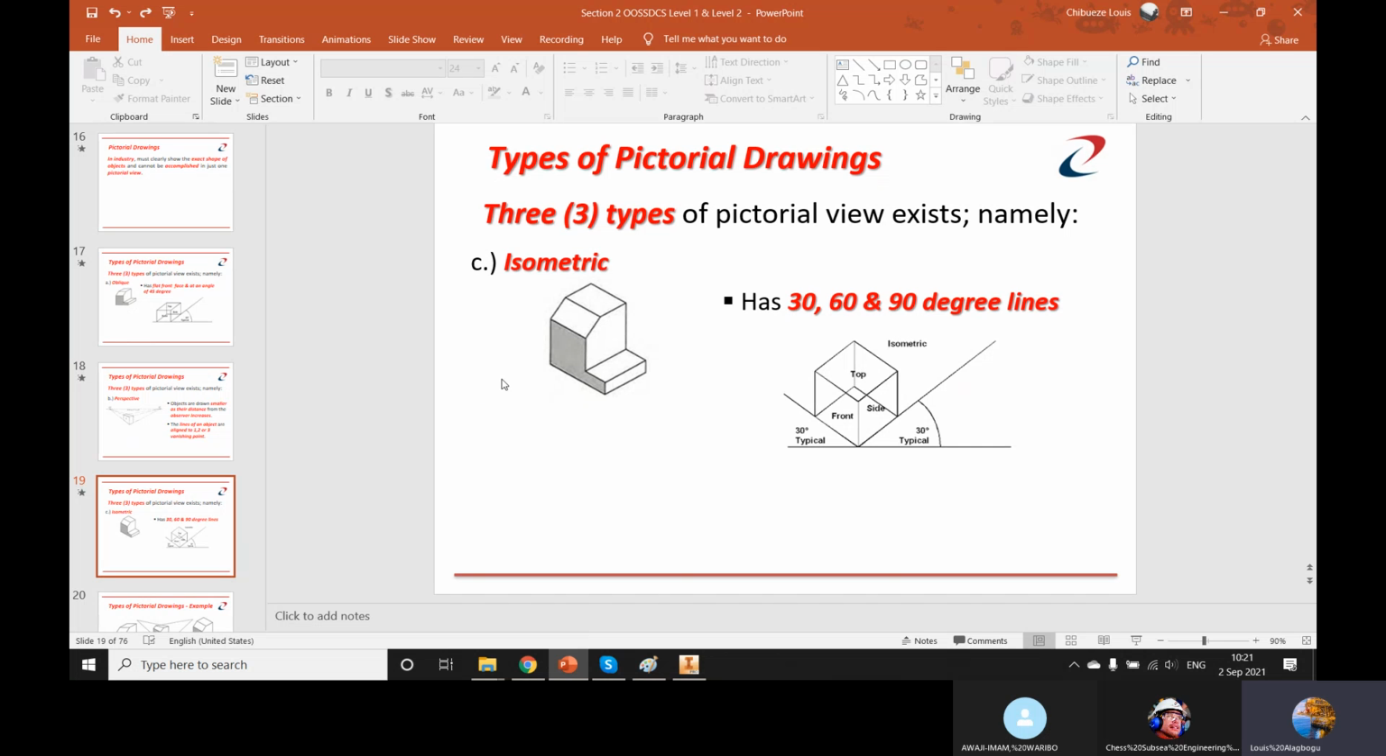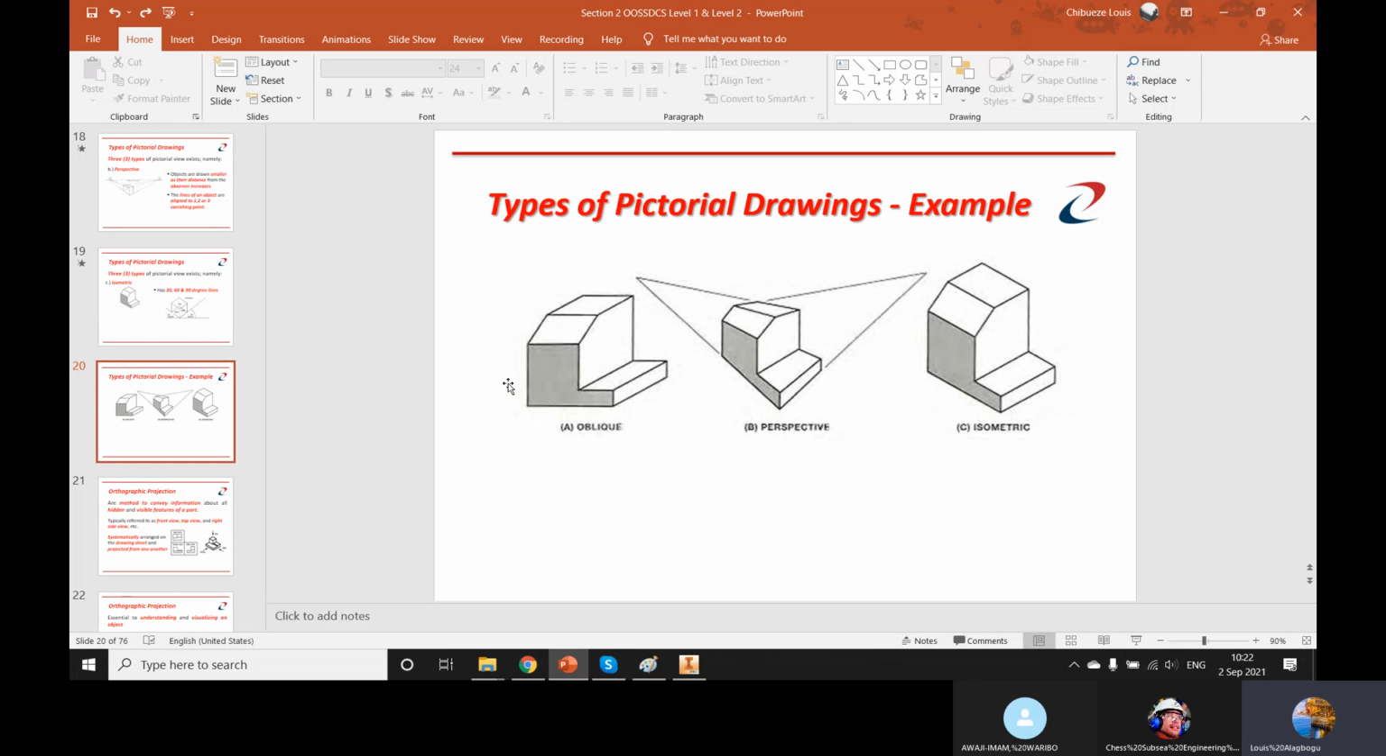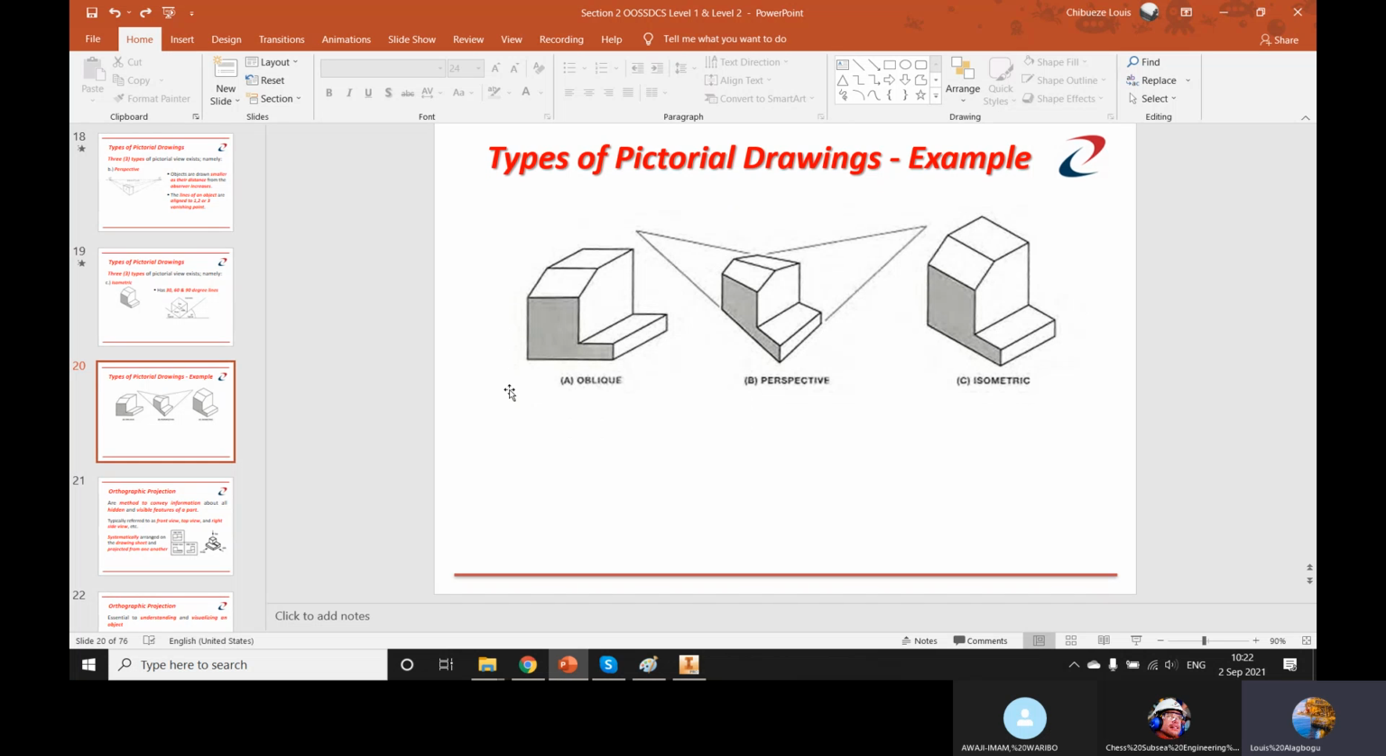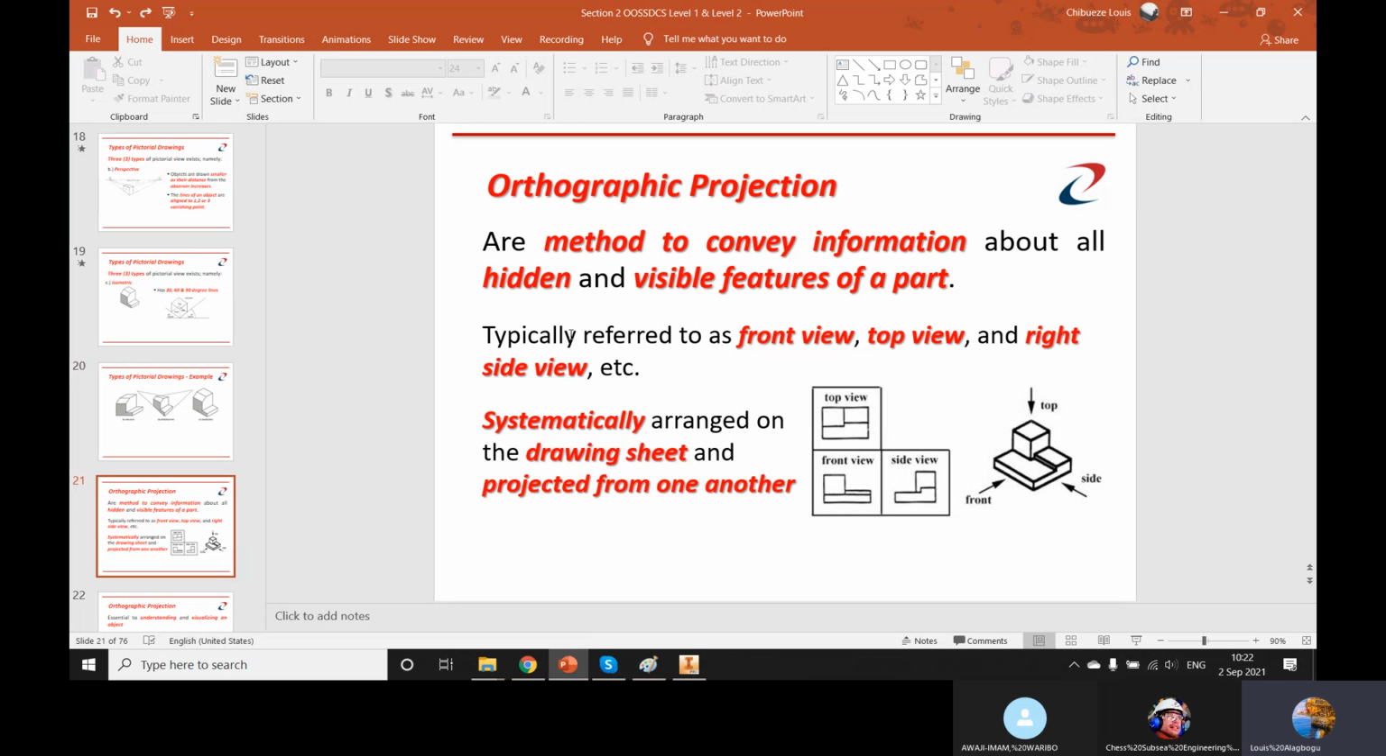The ones that are used now for technical drawings are orthographic projection. So I'll spend more time explaining this.